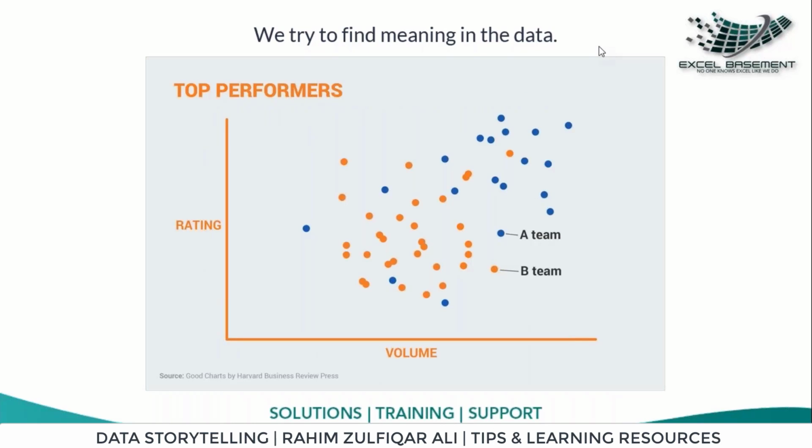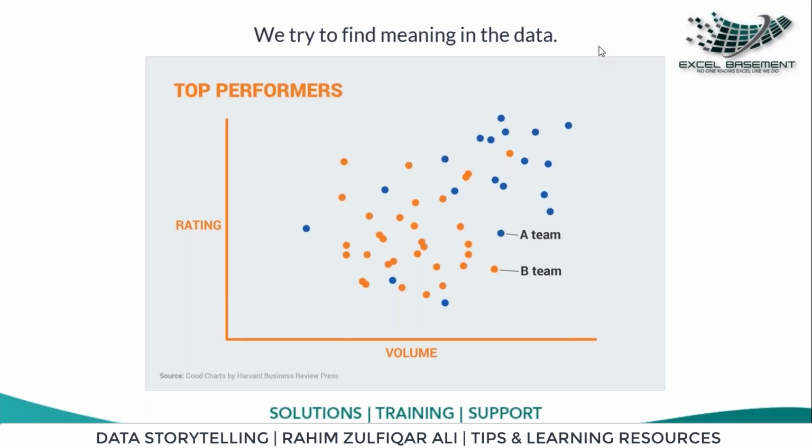The next part, we always try to find meaning in the data, and that's very important. Now you can see there is a scatter chart which states the top performance, and there are two variables, rating and volume, and we have two teams, team A and B. So we are trying to find meaning in the data when we see very complex kinds of visualizations, and we do some analysis out of that, of what the visualization is trying to tell us.